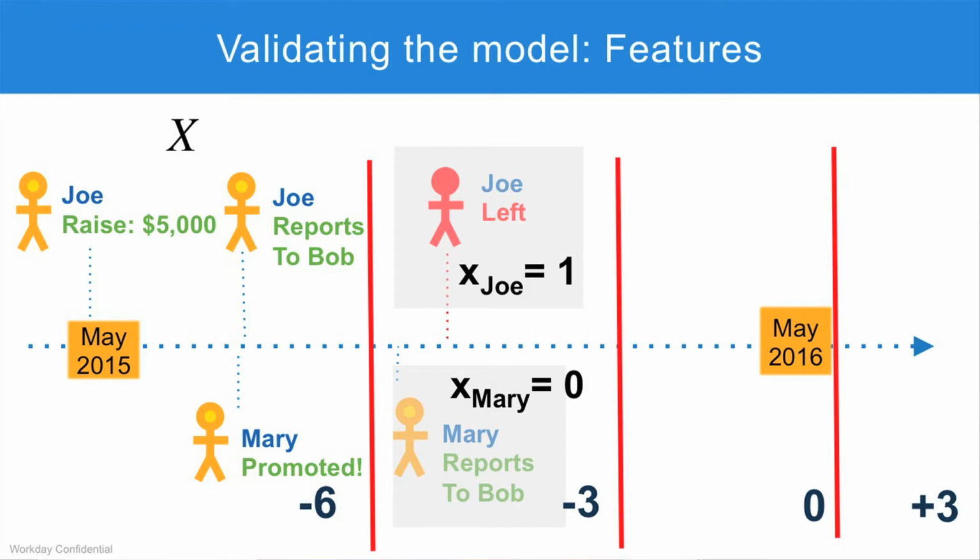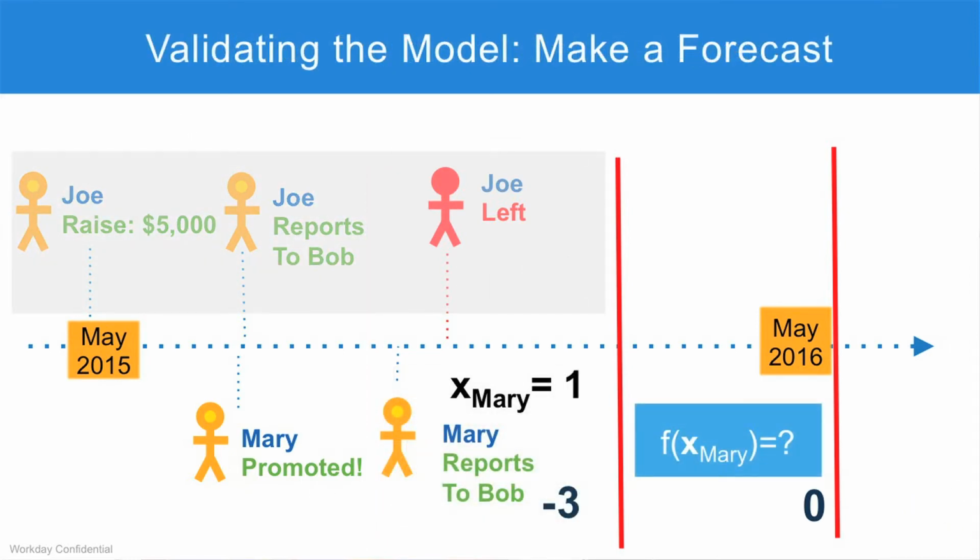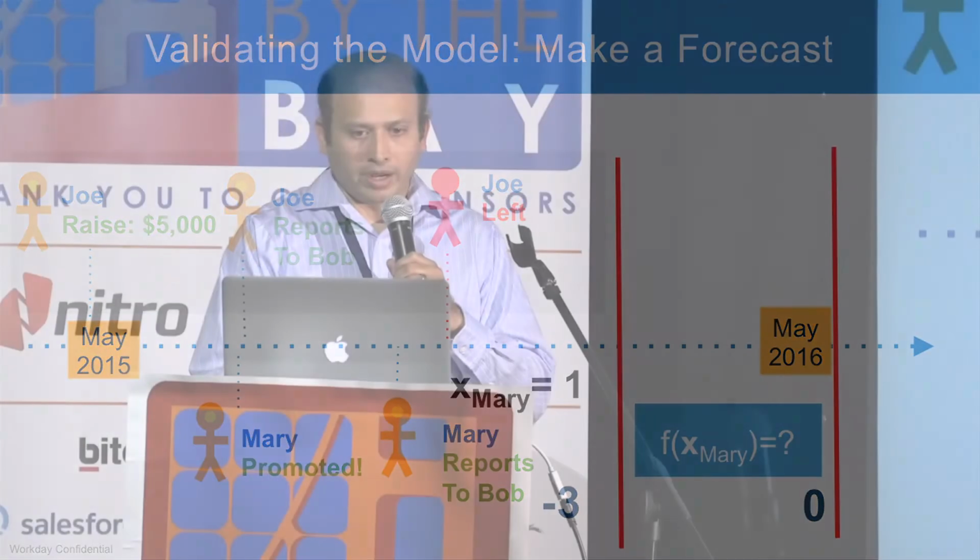So, as we said, we are going to hold back everything that happened in the past 3 months, and we are going to train our model based on what happened between the period of -6 months to -3 months. And that's where our labels are going to come from. So for Joe, the label is 1 because Joe quit, and for Mary, it is active. And what are our features? Feature matrix X is based on everything that has happened in the past 6 months. For Mary, the feature took value 0, and for Joe, the feature took value 1. That's how we fit our model.